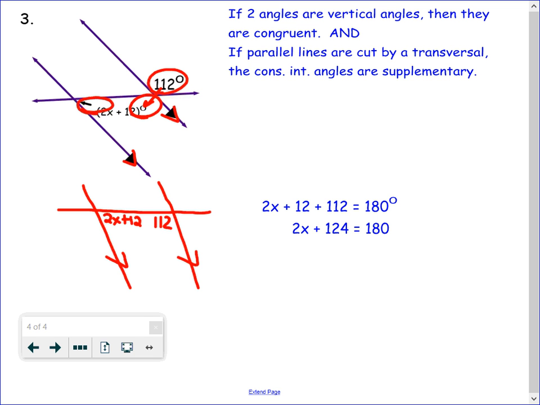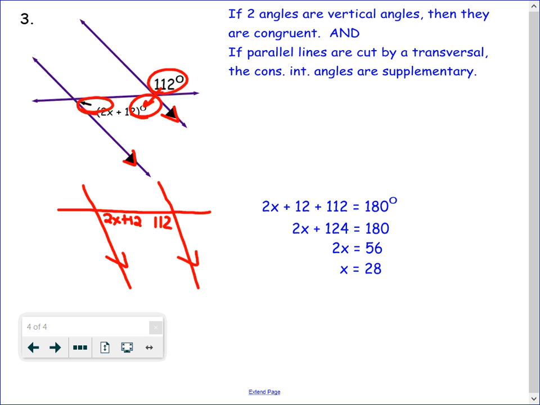And again, please pause the video. I know it's a little hard because you're not out there with me and I'm not sure about the pacing. So please feel free to pause the video. Then we're going to combine like terms. 2x plus 124 equals 180. Then we're going to subtract our 124. So 2x equals 56. And then we're going to divide by 2 and x is 28.